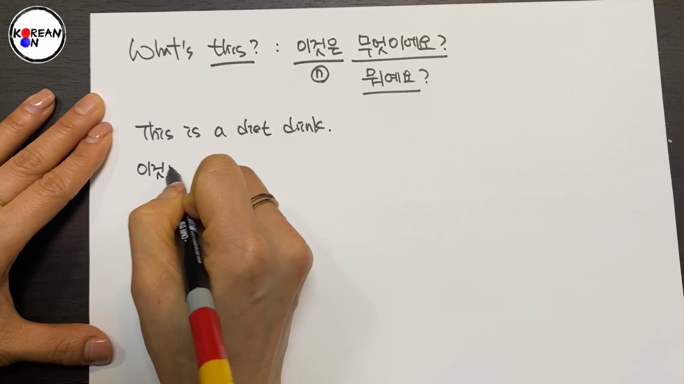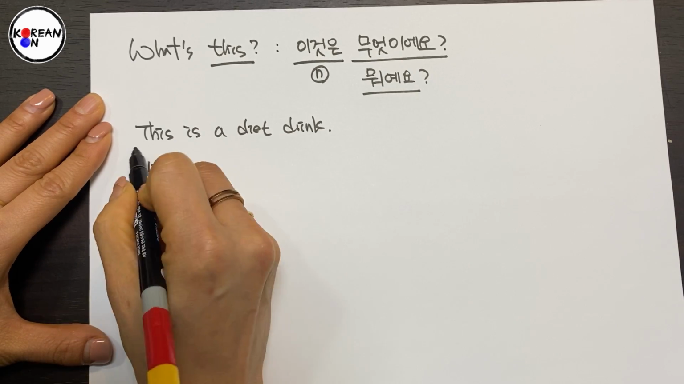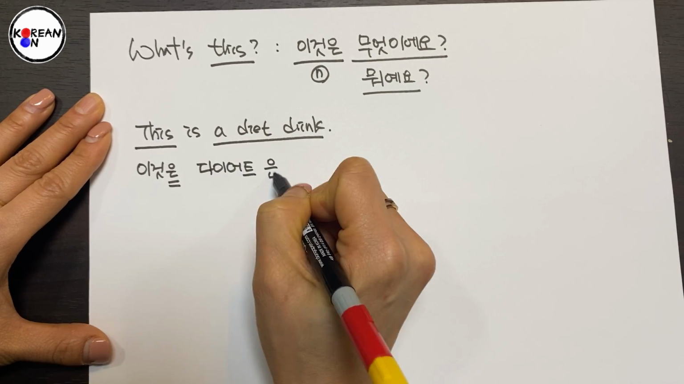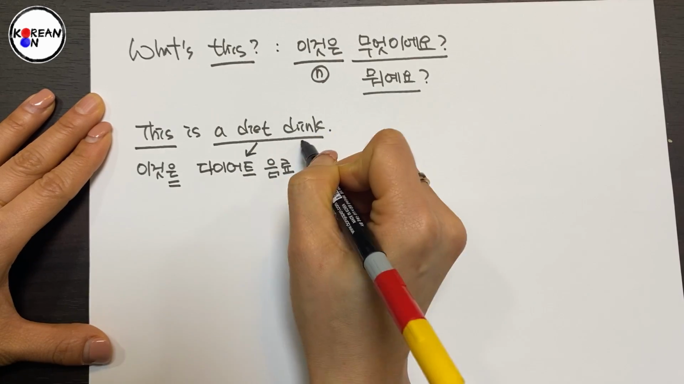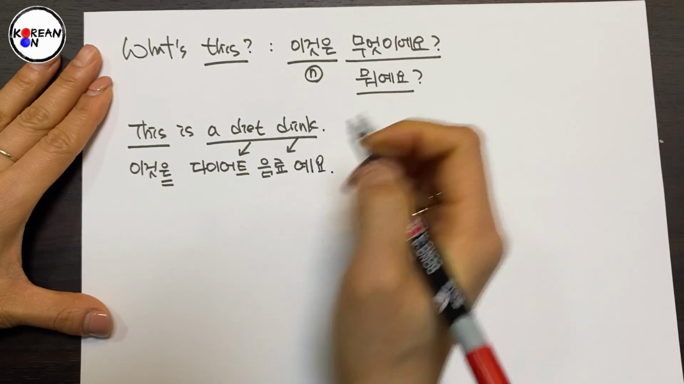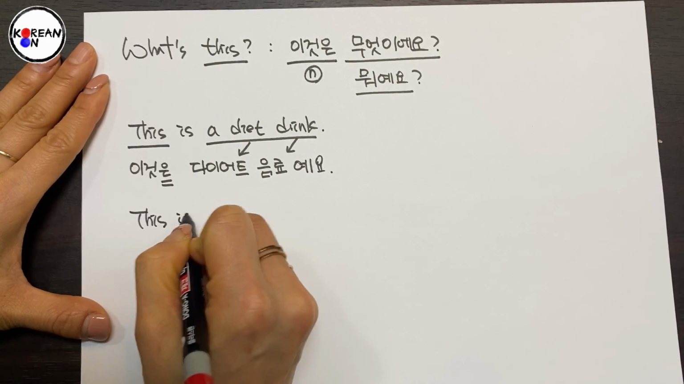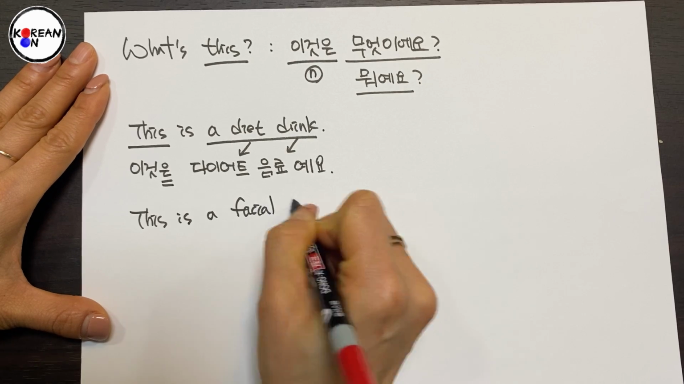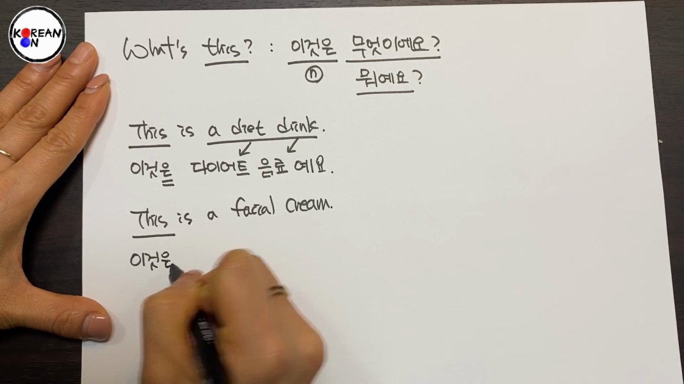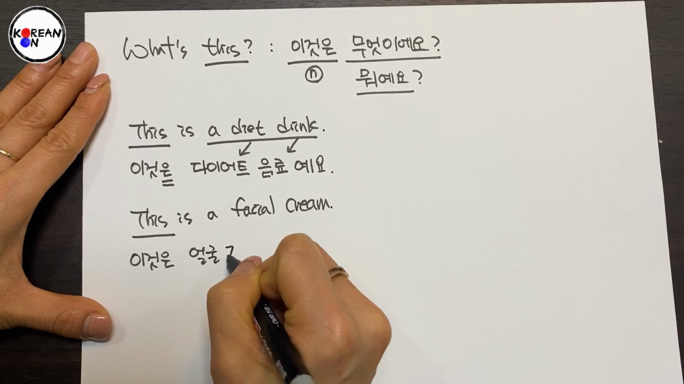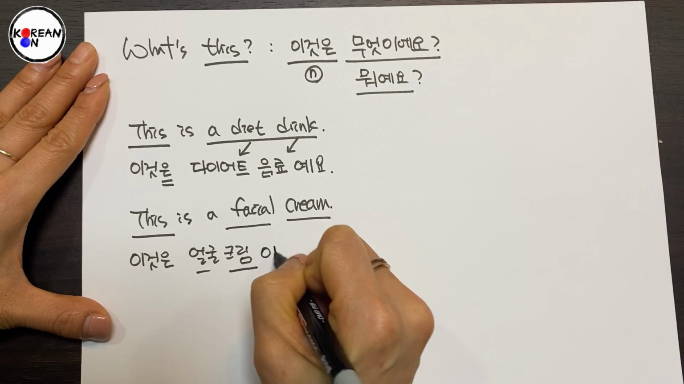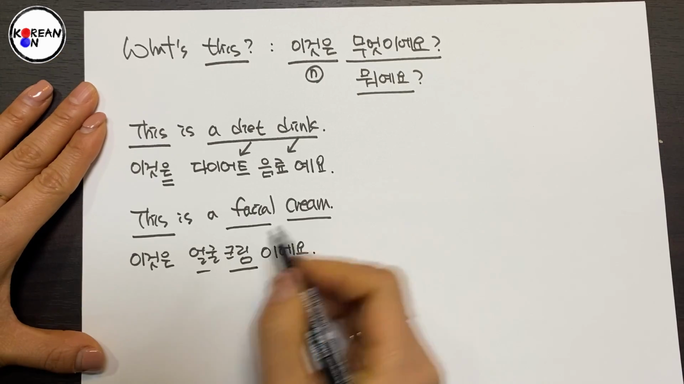이것은, as a noun, there's a particle. 이것은 다이어트 음료. This is diet, this is drink, 음료. 이것은 다이어트 음료예요. How about 이것은, this is a facial cream. 이것은 얼굴 크림. Facial, 얼굴 크림. 얼굴 크림이에요. How about the next one?